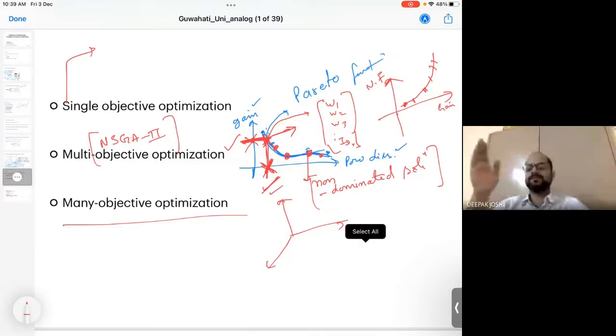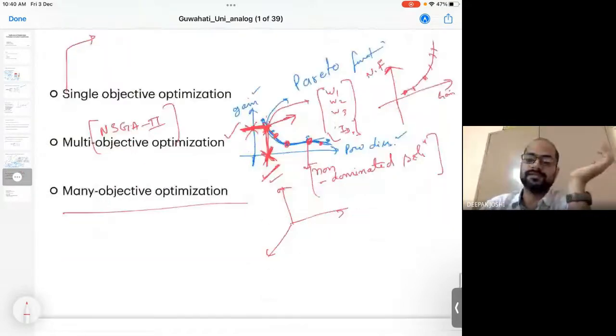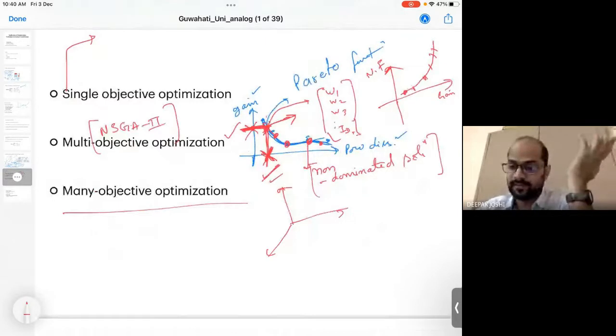Okay, so let us say four different algorithms are applied, and you are saying that my algorithm is better than the others, or my algorithm is providing superior results than the other ones in the literature. Then what is the criteria to decide? Okay.